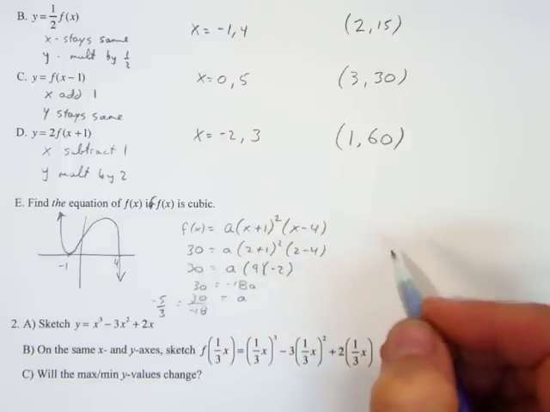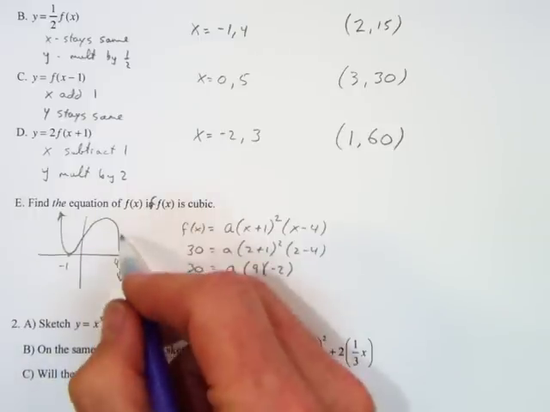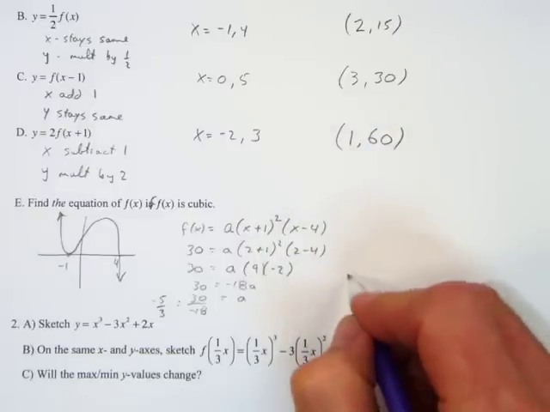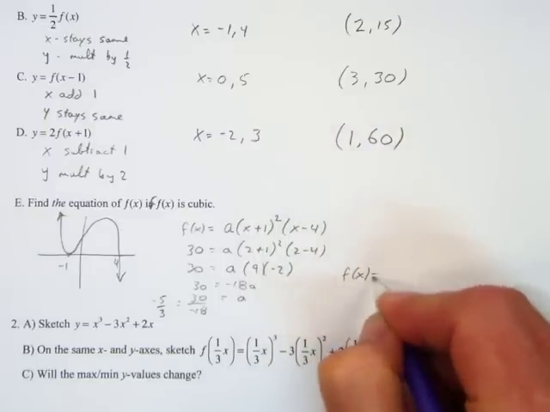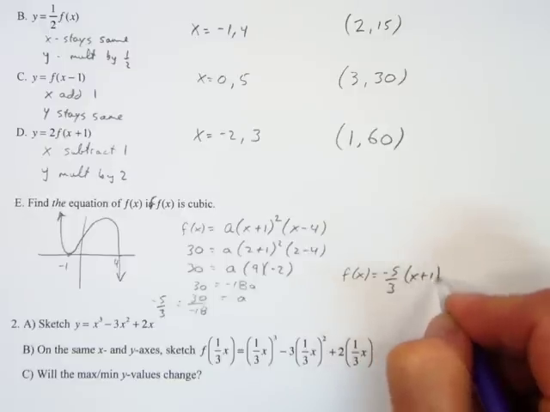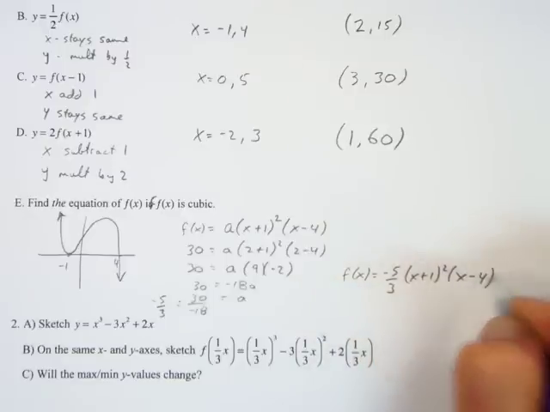Now, does it make sense that that is a negative answer? Yes, because it is going down to the right and up to the left, so that is a negative. We're not done until we write our equation. F of x equals -5/3 times the quantity of x plus 1 squared times x minus 4.